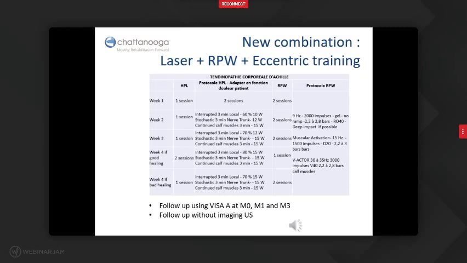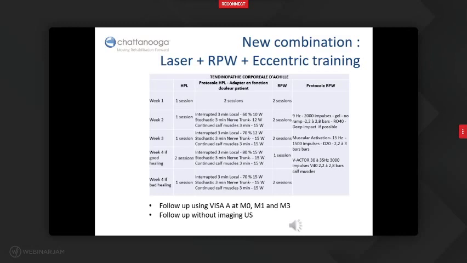From one week to another week, the power of the interrupted mode goes up. And for the shockwave session, we use 3 modes. First one, 2000 impulses on the Achilles tendon. Then we use a muscular activation mode. Then with the reactor, we use another mode on the calf muscles for relaxation.